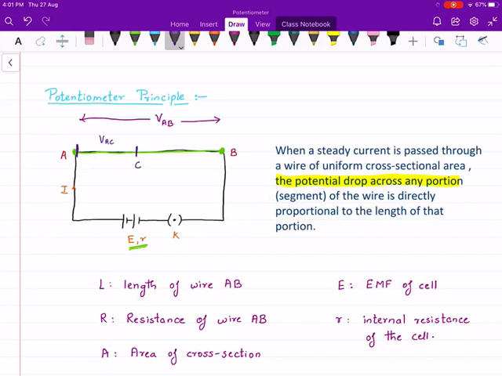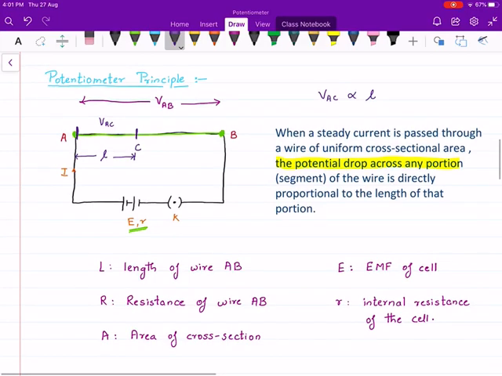So VAC is proportional to the length of this portion. Let me call it small l. Okay, so we have VAC is proportional to L. That means if we increase the L, the potential difference, or the potential drop, is going to increase. This is what it means. Now let's see whether it is true, whether it is really like that, and why it is like that.